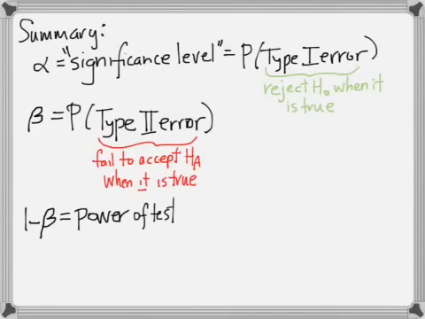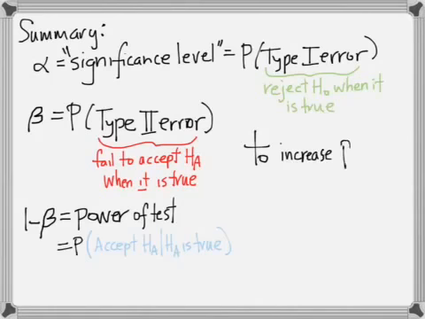1 minus beta is the power of the test, and that's just the opposite of a type 2 error. It is when you accept the alternate when the alternate is true. So type 2 error is alternate is true. Given the alternate is true, you fail to accept it. Power of the test, given the alternate is true, you actually accept it.